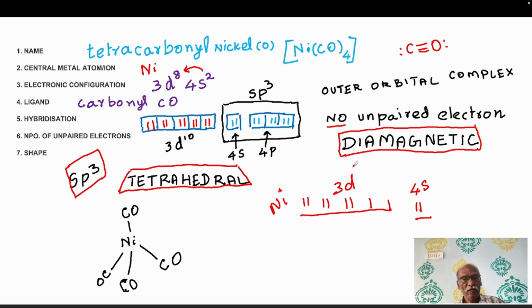Okay. What happens here? The carbonyl group is a strong field ligand. The strong field ligand, what does it do? It pushes these two electrons inside the inner d orbital, and thereby what happens? The 3d8 gets 2 electrons from here, and it becomes 3d10. This is what happens.